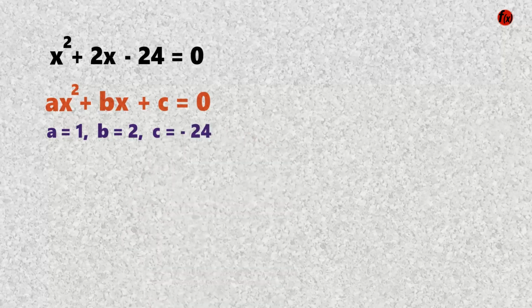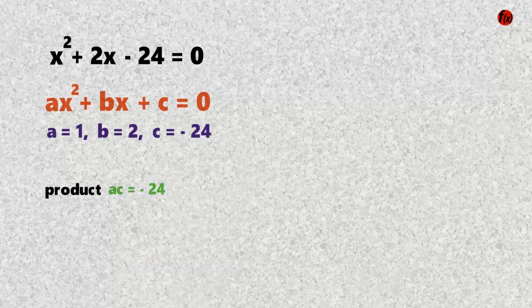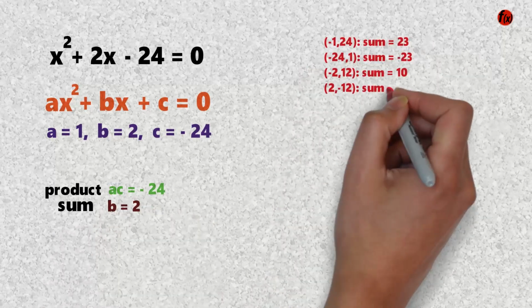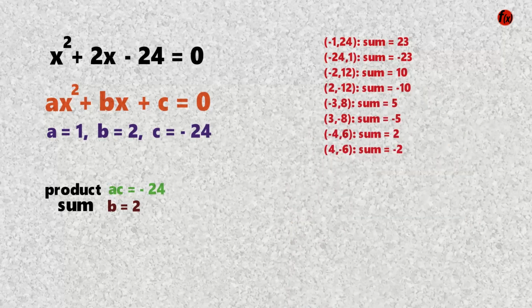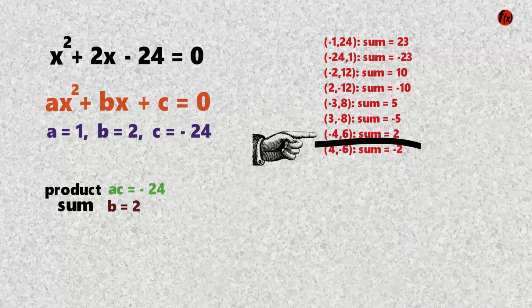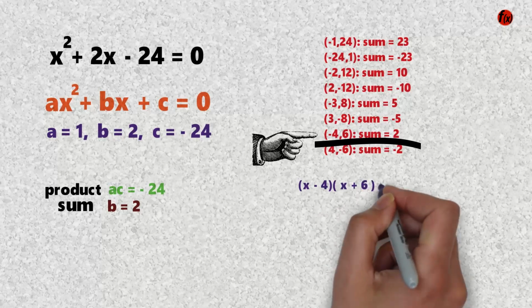To factorize the equation, we need to find two numbers whose product is ac equals negative 24 and whose sum is b equals 2. Let's list out the possible factor pairs of negative 24 and their sums. The only pair that satisfies the condition is negative 4 and 6, since their sum is 2, which equals the coefficient b. Therefore, the factored form of the equation is (x minus 4)(x plus 6) equals 0.